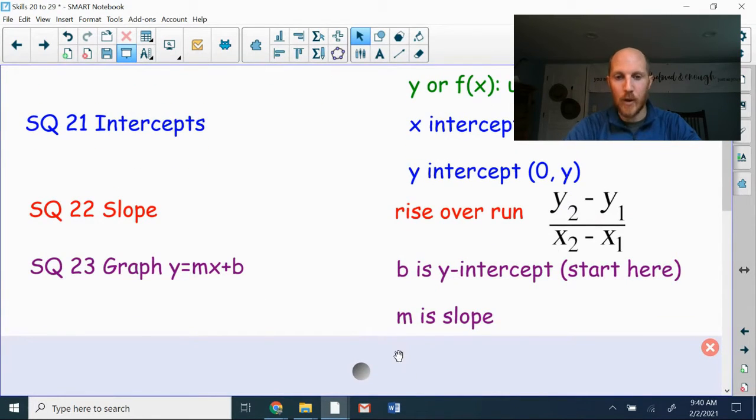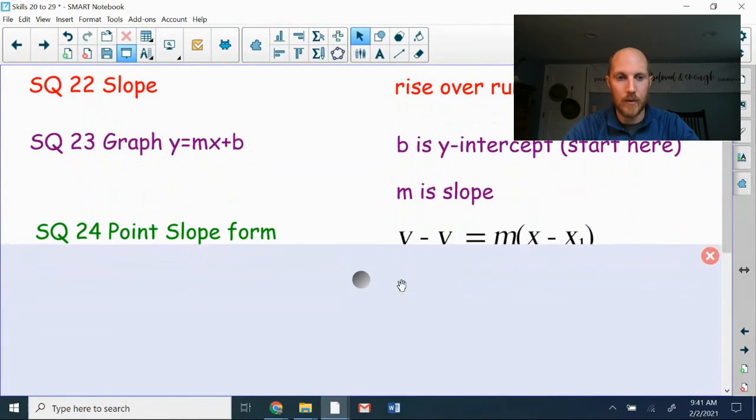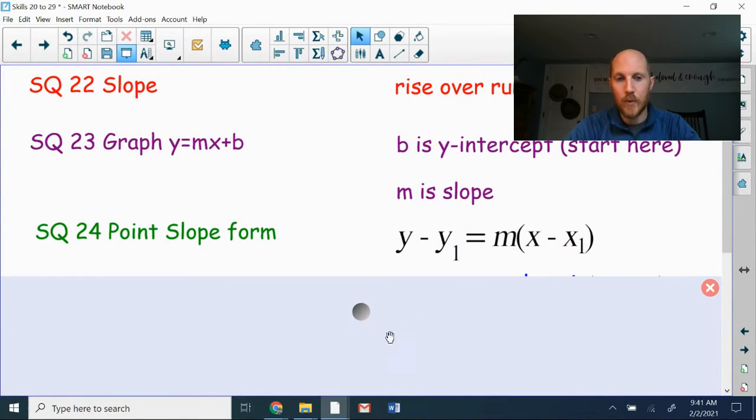Skill 23, graphing equations in y equals mx plus b, is going to give us a line. Start from the y-intercept. That's the b part of the equation. Do that first. And then m is the slope. You're going to count spaces on your graph to get the rise and the run to find your next point on the graph.